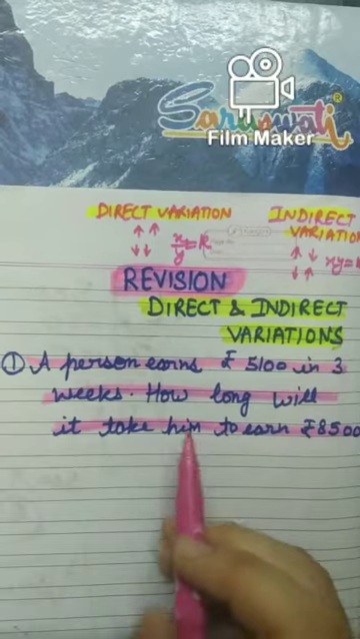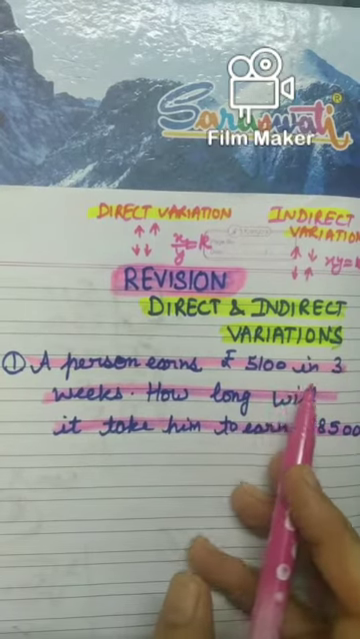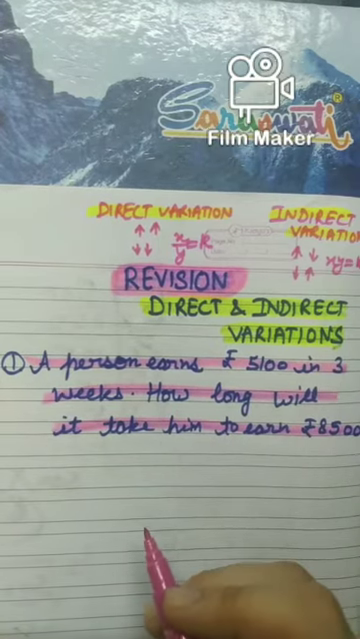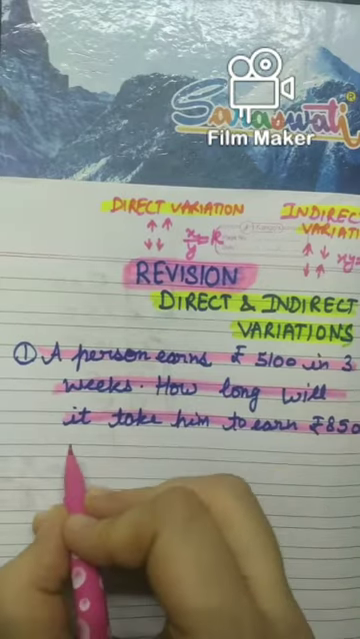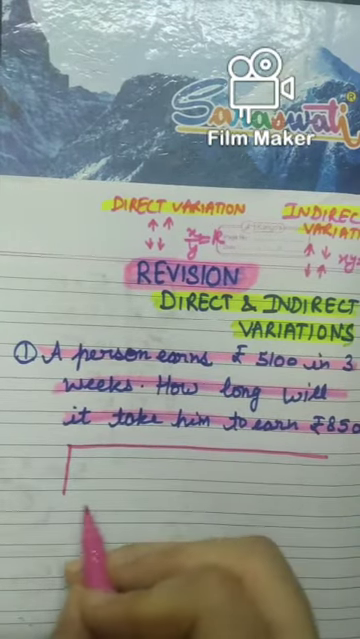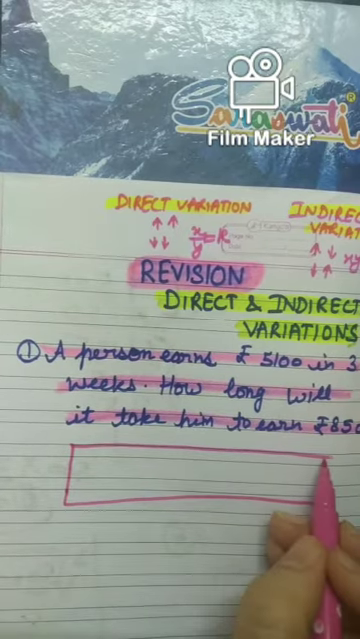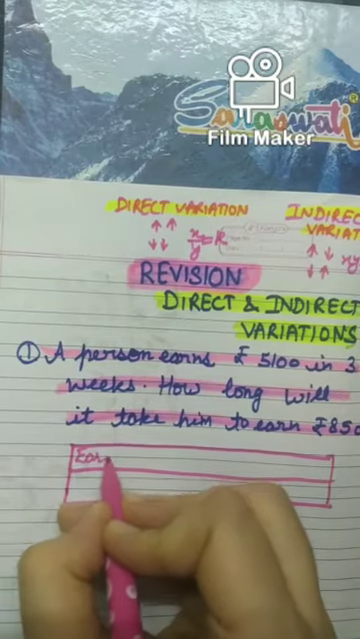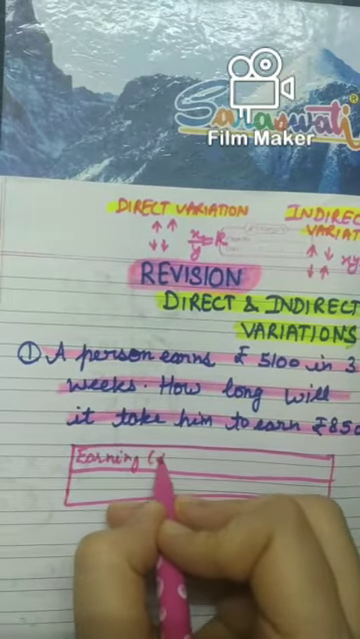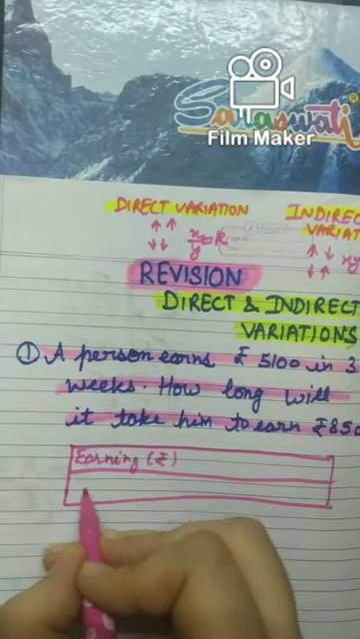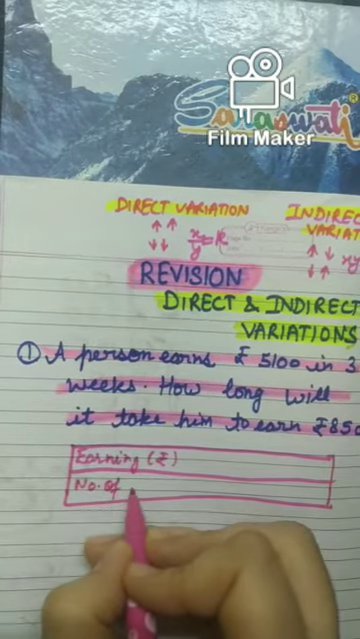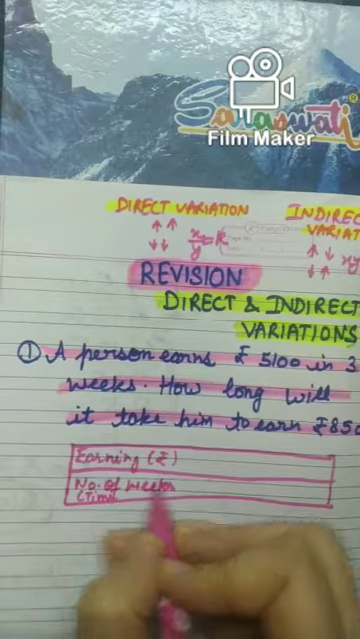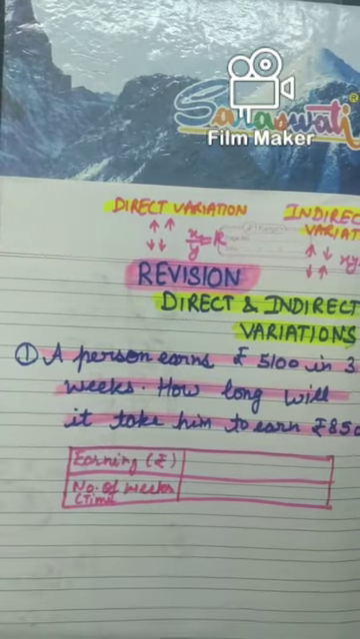Let's see the first question. A person earns rupees 5,100 in 3 weeks. How long will it take him to earn rupees 8,500? Beta, we can see that in this we have two variables, right? They have given that the person is earning this much in 3 weeks. Means they have given earning in rupees, and they have given us number of weeks, means they have given us time.